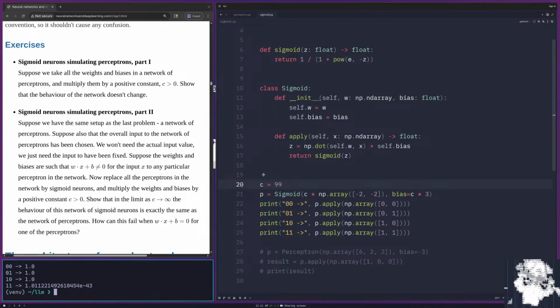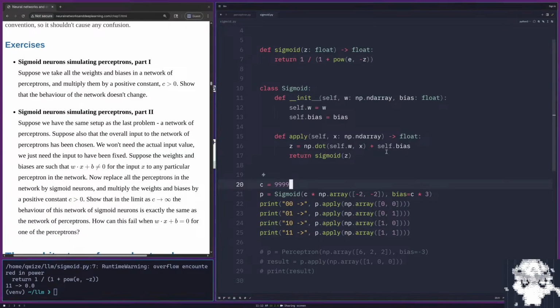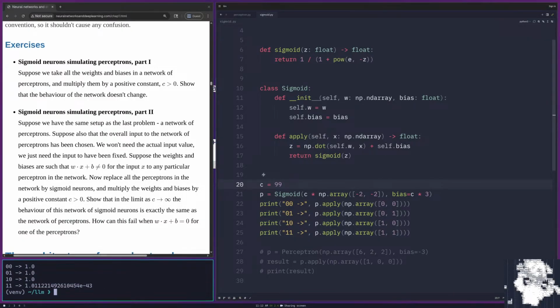99, 1.0, basically 0. And then we get some kind of division by 0 type deal. So if c is only 99, we get basically exactly equal to a perceptron. So that's experimentally, but what is the reason? Show that in the limit as c tends to infinity, the behavior of this network of sigmoid neurons is exactly the same.